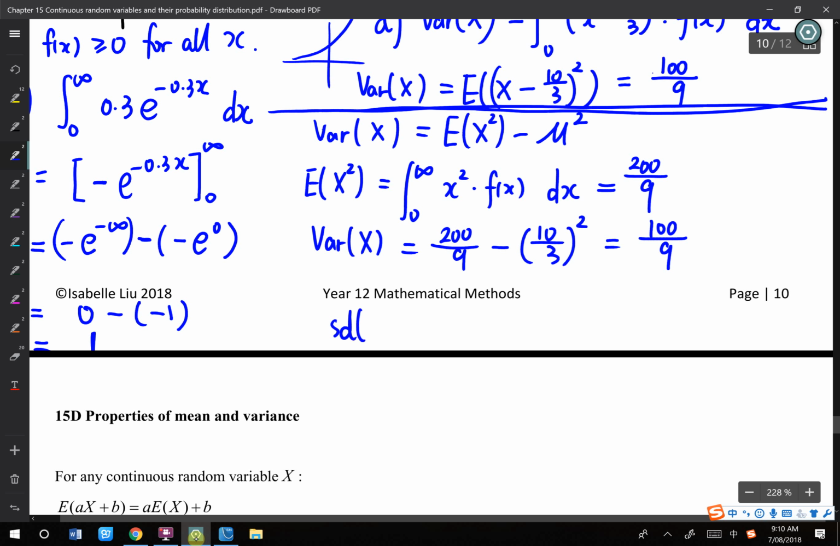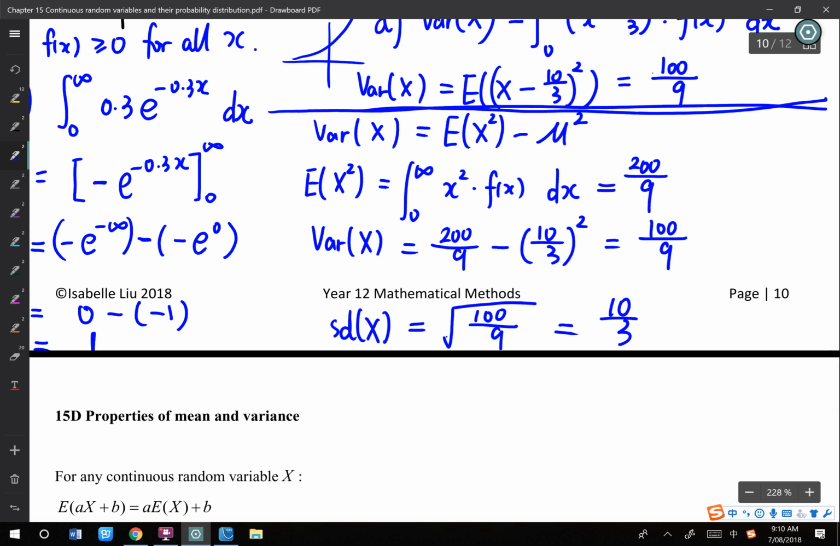So the standard deviation of X equals the square root of 100 over 9. That's 10 over 3.